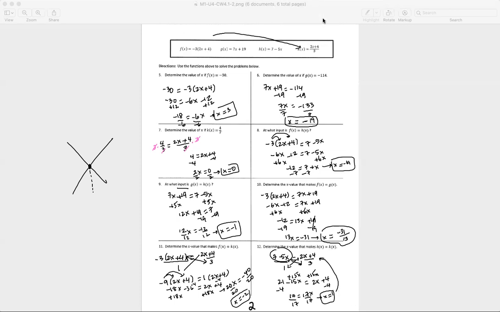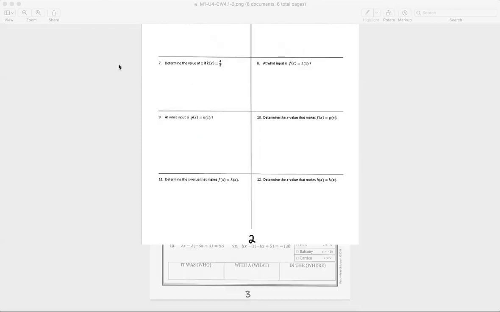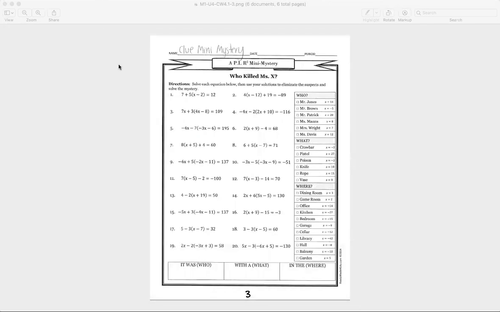So this is the second page of the lesson. Let's move on. Make sure you pause, review. And then page number 3. API R squared mini mystery. Who killed Miss X? Solve each equation below, then use your solutions to eliminate the suspects and solve the mystery. So for number 1, we have 7 plus 5 multiplied by quantity x minus 2 equals 12.